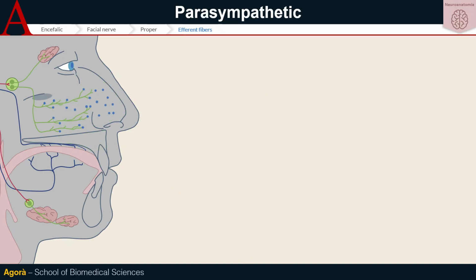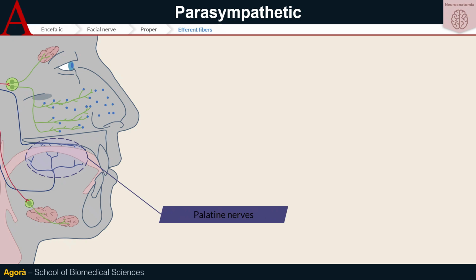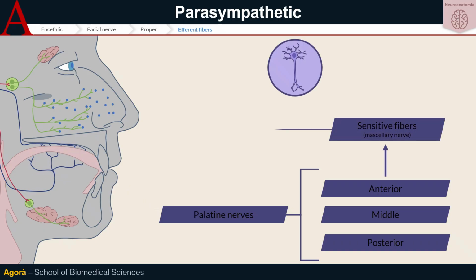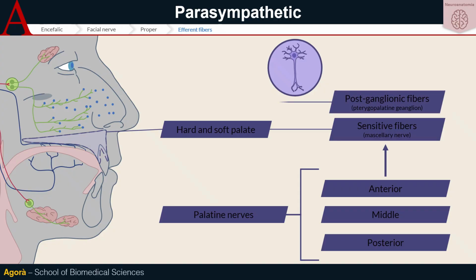Palatine nerves are divided into three classes: anterior, middle, and posterior. These three nerves all contain sensory fibers stemming from the maxillary nerve for the innervation of the mucosa of the hard palate and soft palate, and postganglionic fibers for the innervation of the associated glands.